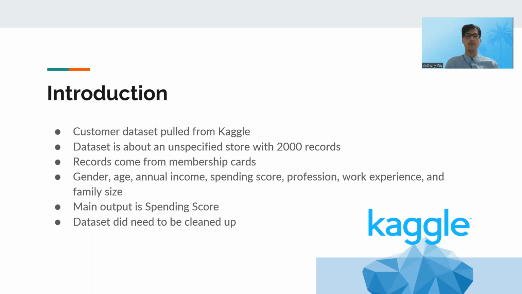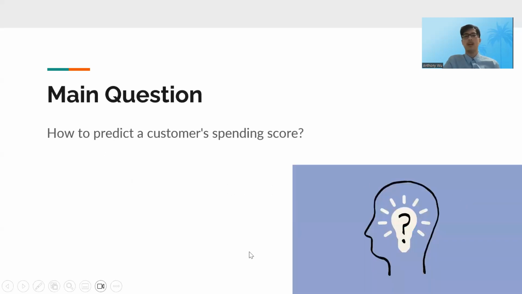Now, the data set did need to be cleaned up before being put into any models and analysis. The profession field had some missing data, so we had to use XLMiner to delete any of the missing records or missing data and just delete those records. Also, it had some categorical values that were in non-binary format, so it had string variables. So we had to change that to zeros and ones along with creating some dummy variables. Now, the main question we're going to be asking for this data set is how to predict a customer spending score.